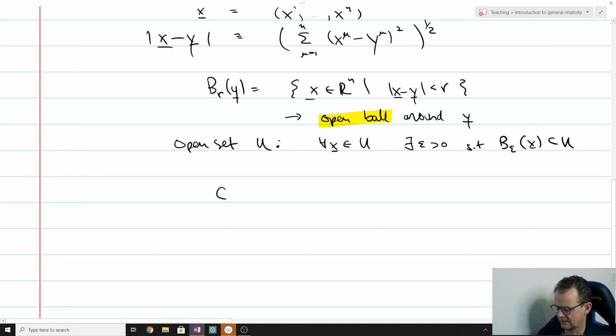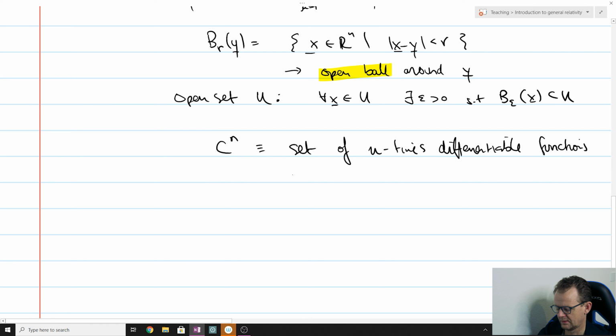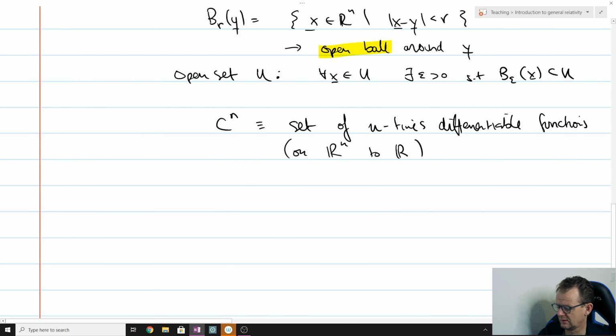We also want to talk about sets of functions. So we're going to introduce the set Cn, which is the set of n times differentiable functions on Rn to R. We can extend this notion of n times differentiable to vector valued functions, although I don't think I'll be doing that for quite a while in this course. A couple of edge cases here.